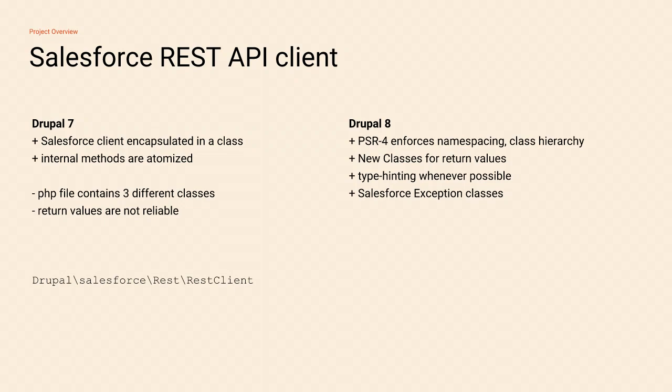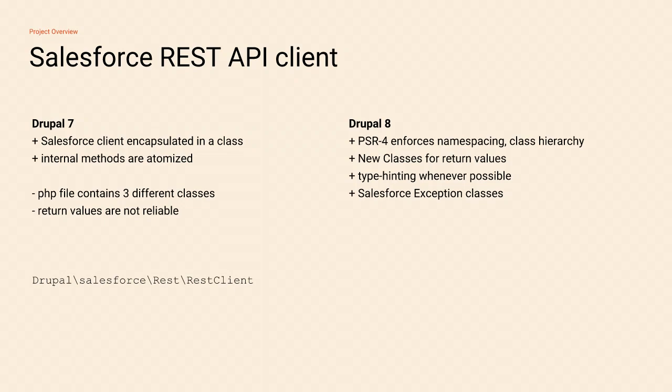Okay, so this is not an API per se, but I did want to demonstrate this as an example of sort of the power of extensibility. So the Salesforce REST API client in Drupal 8 replaces the old one from Drupal 7. The old one in Drupal 7 wasn't a class, so that was a positive. The methods inside were atomized, which is also a positive. Each of the different resources on the Salesforce REST endpoint had their own method. That was great. But the PHP file contained 3 different classes.